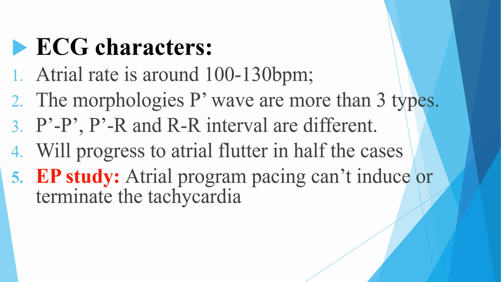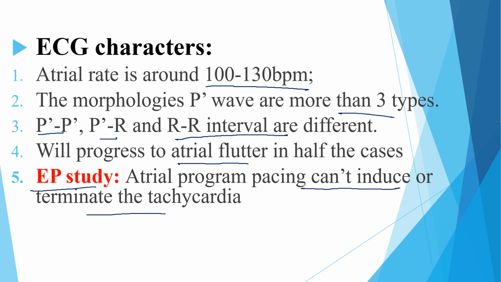The ECG characteristics of multifocal tachycardia are that the atrial rate is around 100 to 130 beats per minute. There are more than 3 morphologies of P wave, and the PP, PR and RR intervals are different. It will progress to atrial flutter in half of the cases, that is, if it is not reverted easily. In the electrophysiological study, atrial programmed pacing can't induce or terminate the tachycardia.